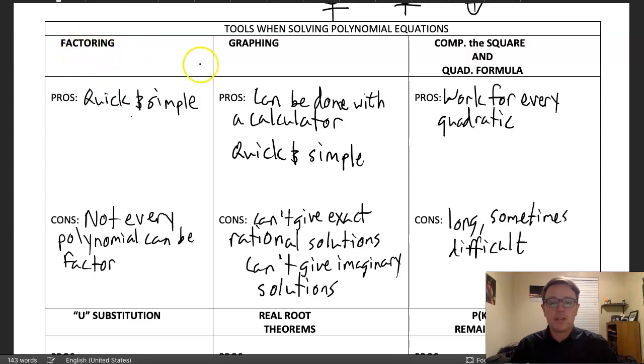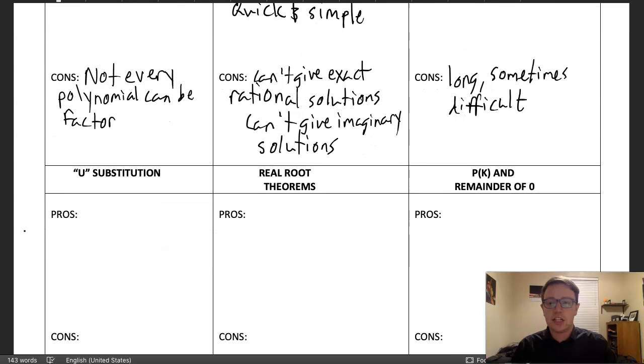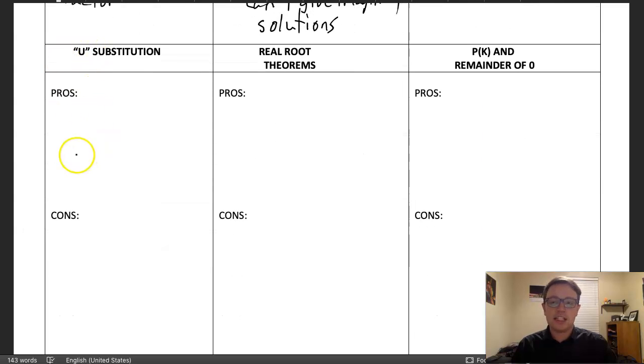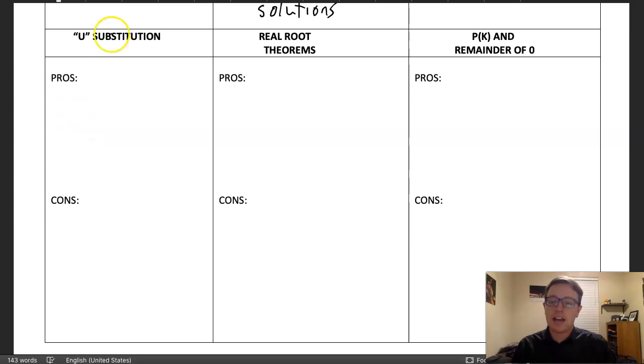Okay, so far we've covered factoring, graphing, completing the square, and quadratic formula. Next we have u substitution. Now this isn't one we've talked about, but we'll see an example of it. All this means is if we have something that looks like x to the fourth plus 2x squared plus 3, we can say that this looks like some sort of quadratic equation, as long as we say that u is going to be x squared. So by simplifying this so that we're looking at only x squareds as our variable, this becomes a quadratic.